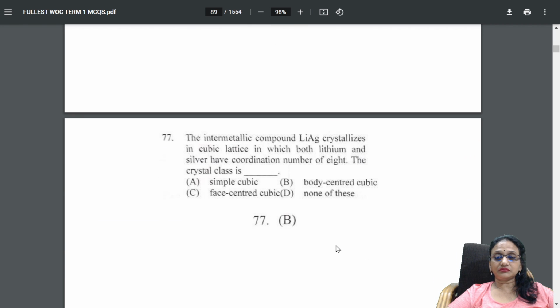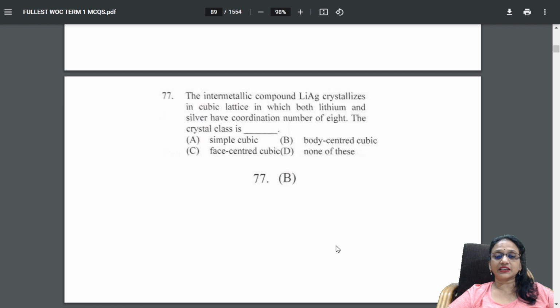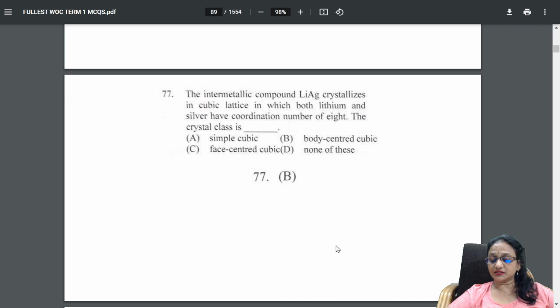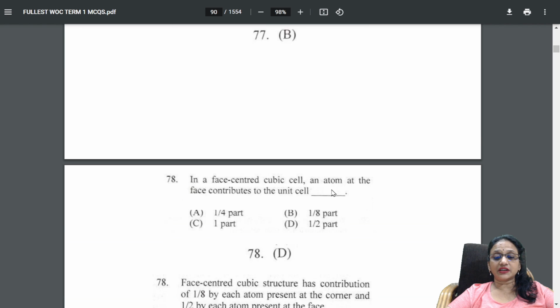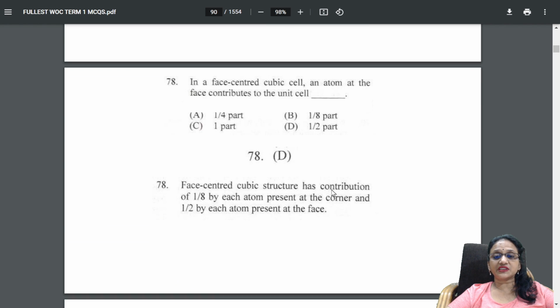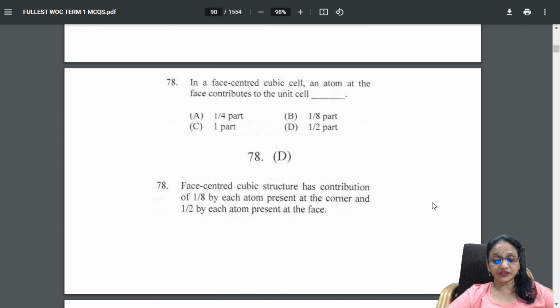So let us see this question. The intermetallic compound is lithium. You have lithium atom and silver atom. They're going to crystallize in a cubic lattice. They have coordination number 8, they're saying. So which is the cell? They'll give you an example, and you have to tell which type of cell this is. Okay, students. All right. Then one more question on the face-centered lattice.